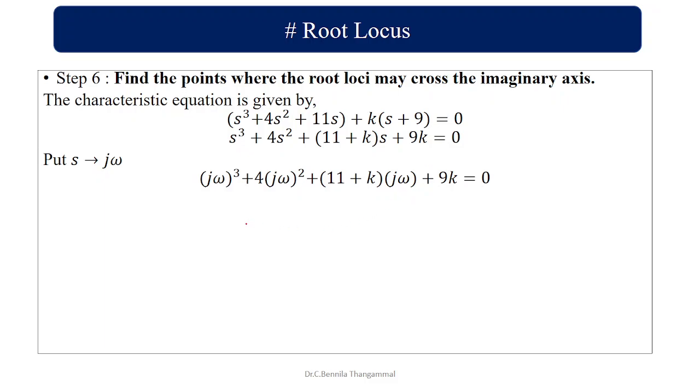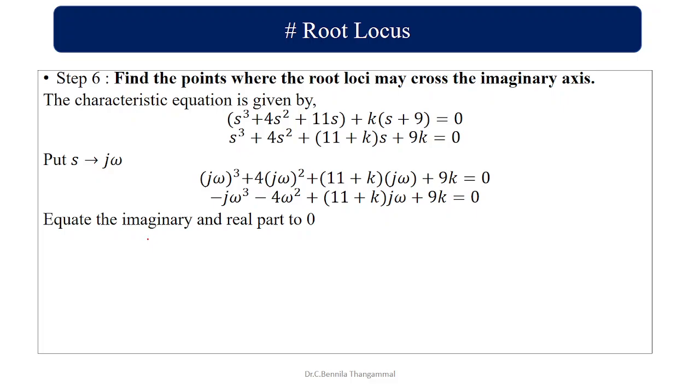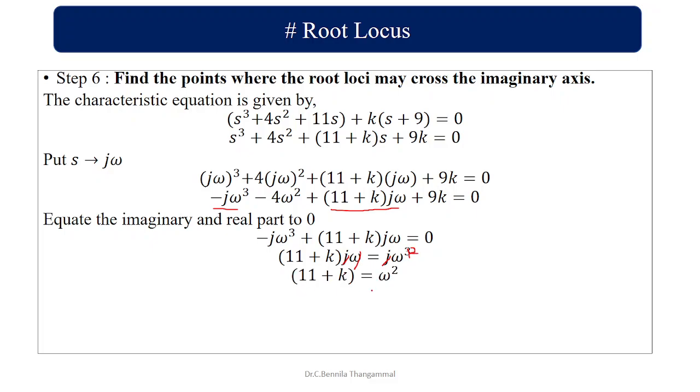Now I equate the real part and then imaginary part to 0 here, right? So j cube is nothing but minus j and j square is going to be minus 1. So equate the real part and the imaginary part. So minus j omega cube and then 11 plus k j omega equal to 0. So take this one to this side. So now I can cancel this j, and then this omega, and then this is going to be your square. So now your omega square is equal to 11 plus k.